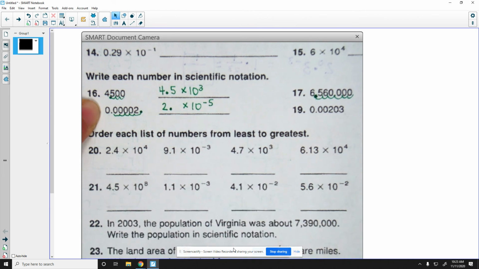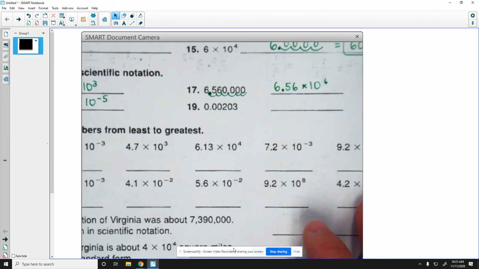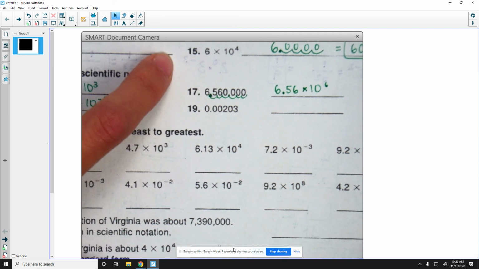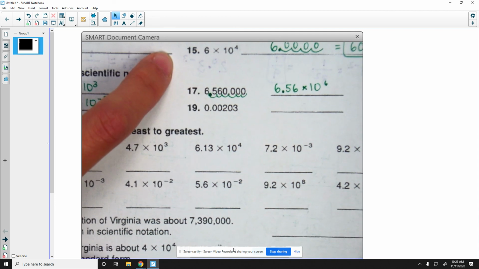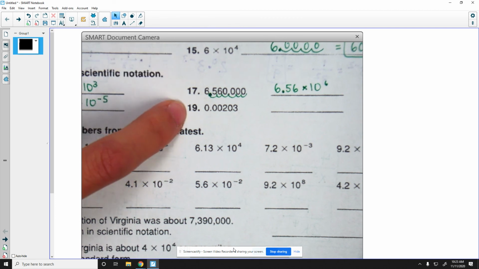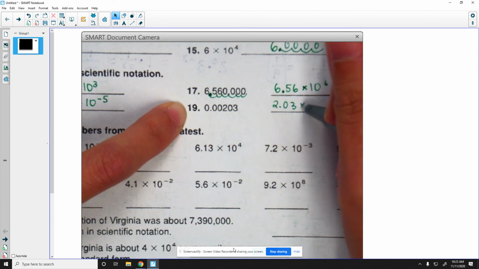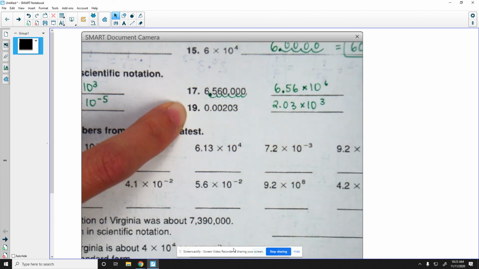Okay, so try number 19 by yourself, and that is our last one. Does anyone think they know this one? Reed, what do you think? 2.03 times 10 to the third power. So close. Negative, right? Because you're going backwards.